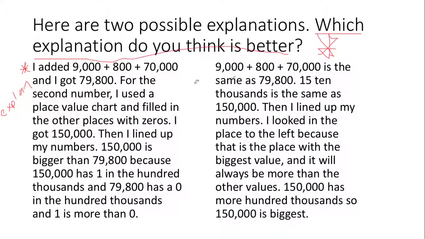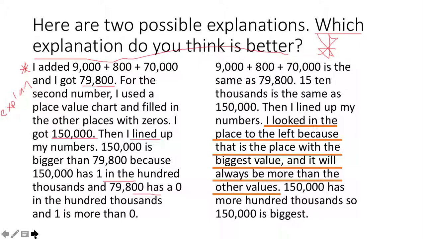You could talk about, like, what's the same in these explanations? What's different, right? This person explained how exactly they got 490 and how exactly they got this and how they lined them up and which number they looked at in the place. So they were really detailed, but this one, and you're going to then show it, had this really money big idea sentence. What's the money big idea sentence? There it is. I looked in the place to the left because that is the place with the biggest value, and it will always be more than the other values, right?